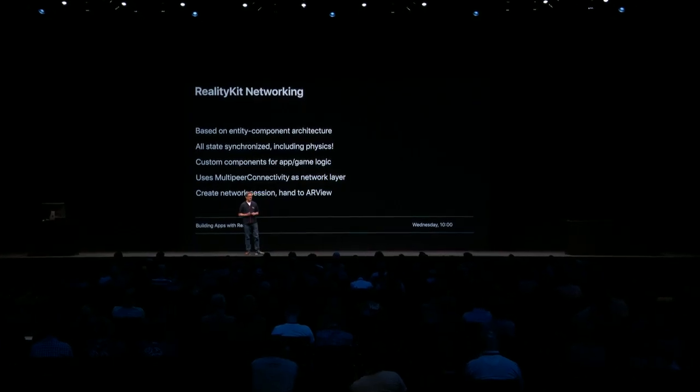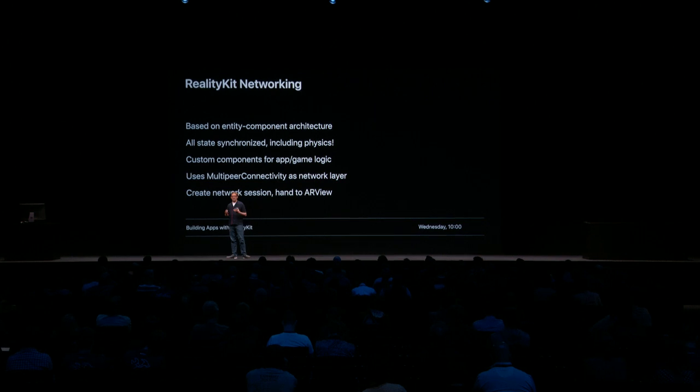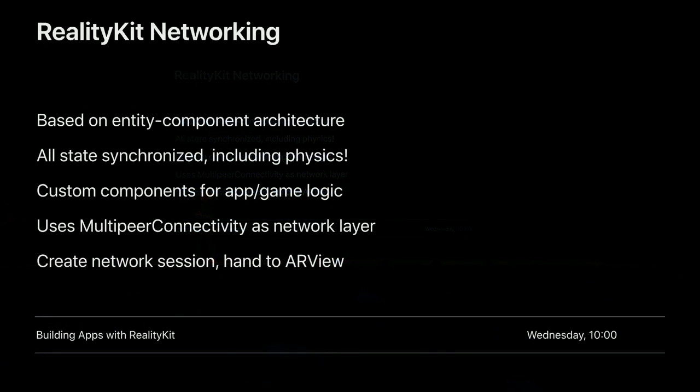So first, RealityKit networking. RealityKit networking is based on the Entity Component Architecture that's built into RealityKit. As you write and change components, they're automatically synchronized across the network for you, including all the physics state. You don't have to do any of that code yourself. You can also define custom components for your own application or game logic, and it will take care of the synchronization for you as well.